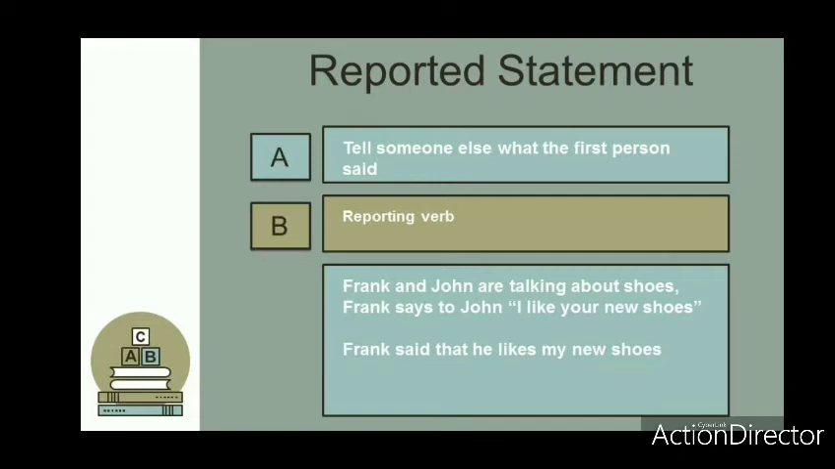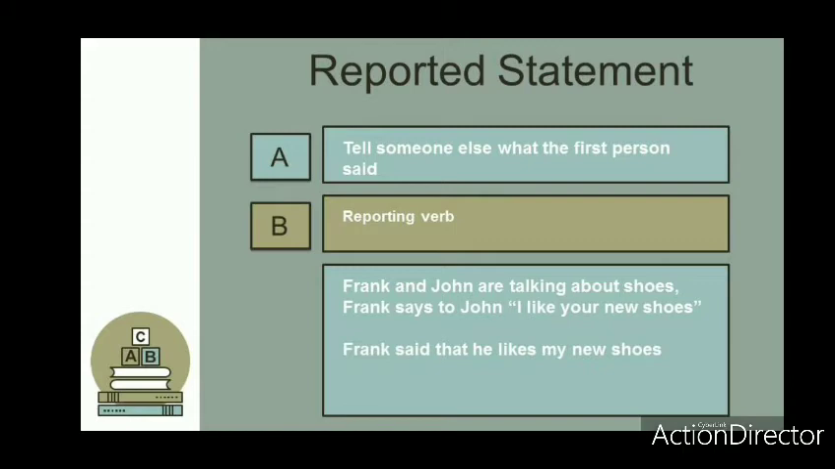This is the setup of the situation. Frank and John are talking about shoes. This is what is going on. And Frank says to John, "I like your new shoes." Now this information, "I like your new shoes," is what we refer to as direct speech, because that is what the first person is saying.